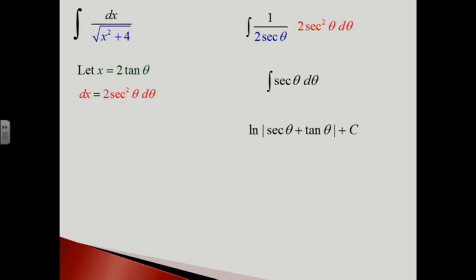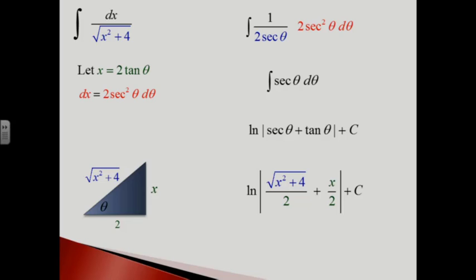Now, to write the result in terms of x, we set up a reference triangle with one leg of x and one leg of 2. Notice that for this triangle, x equals 2 tangent theta. The hypotenuse is square root of x squared plus 4, so sec theta plus tangent theta equals 1/2 of square root of x squared plus 4 plus 1/2 of x.